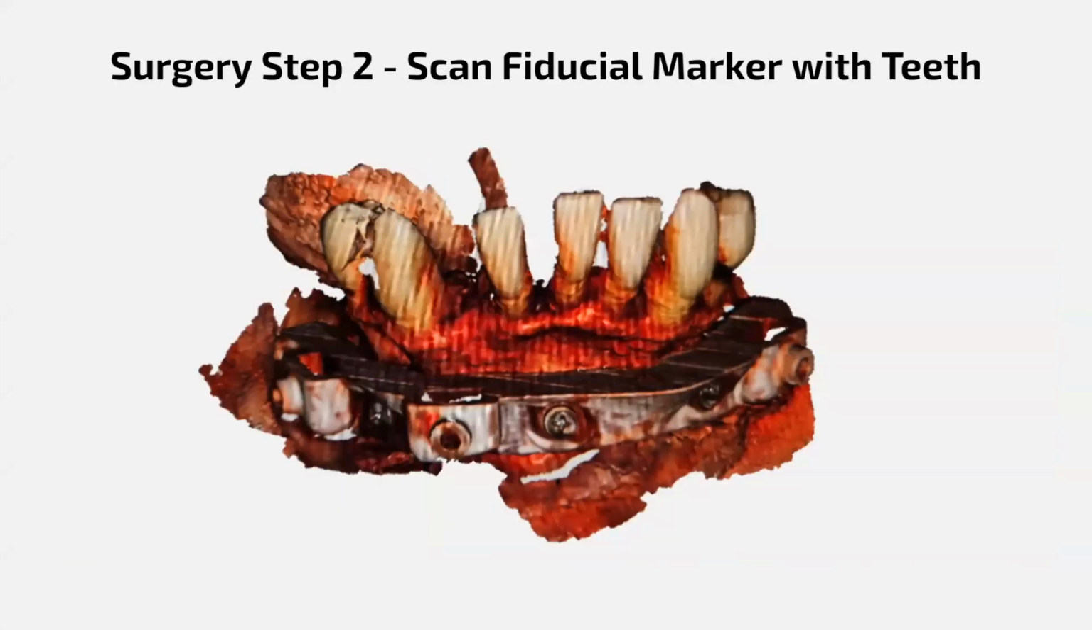Of course, surgery step two is scanning that fiducial marker with the teeth and just getting a really nice scan of that fiducial marker. And you could see in this case, we got a really, really nice scan of that bone reduction guide with those teeth. And this was done with a prime scan.